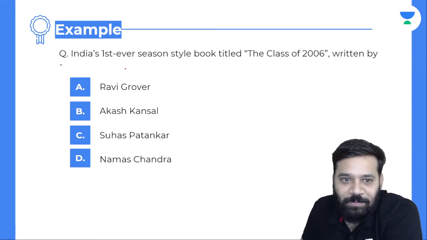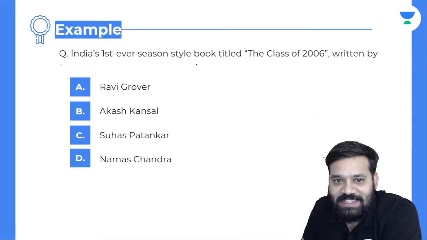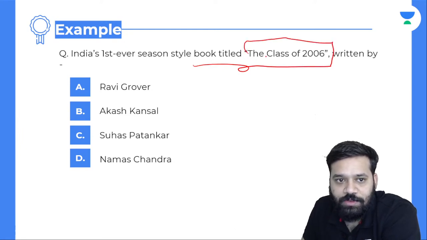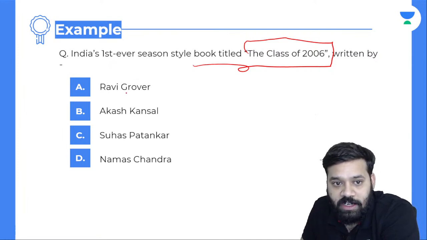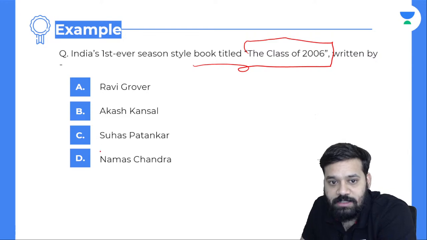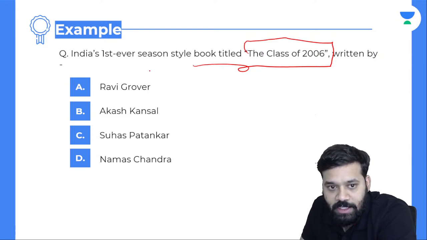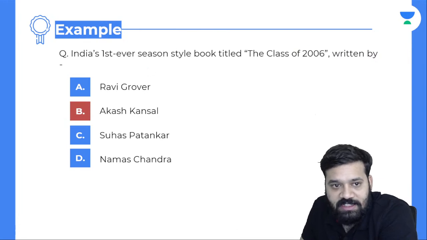Yes, very good. India's first ever season style book titled The Class of 2006. Who is the author of The Class of 2006? This is India's first ever season style book. Ravi Grover, Akash Kansal, Suhas Patankar, or Namas Chandra? Akash Kansal is right. Yes, Shiva, Akash Kansal is the right answer.